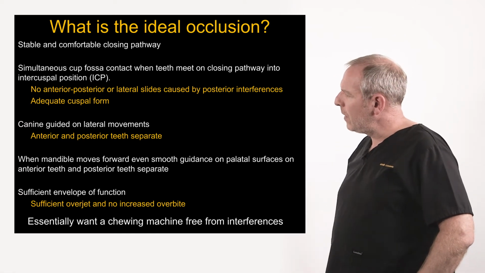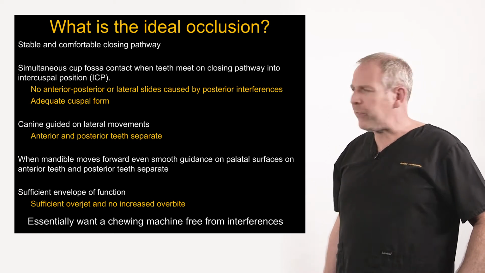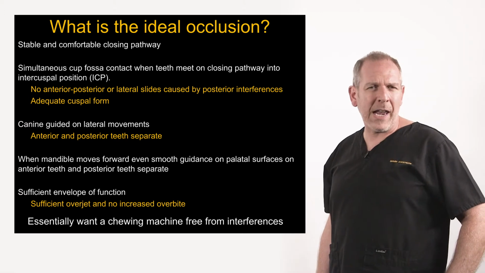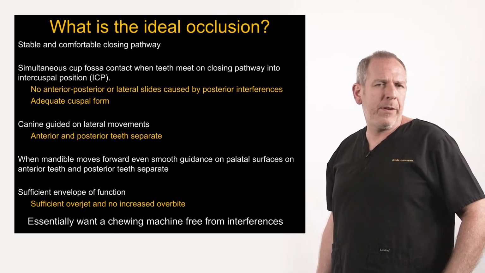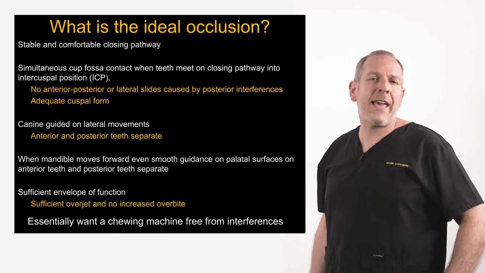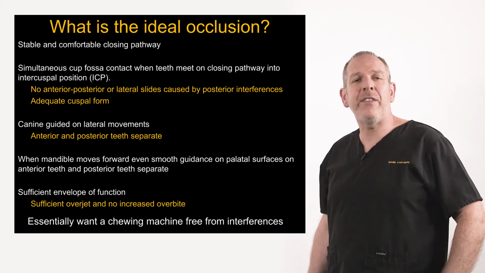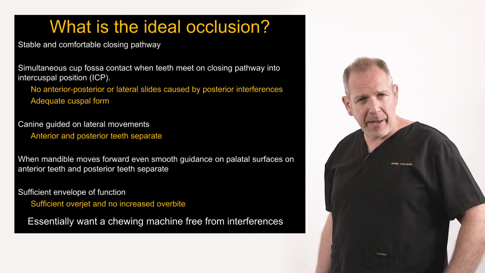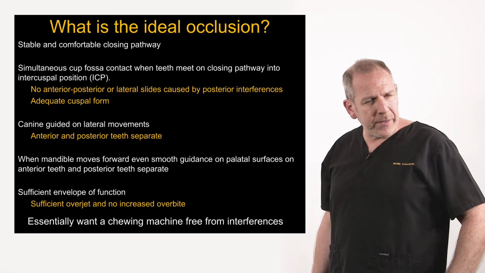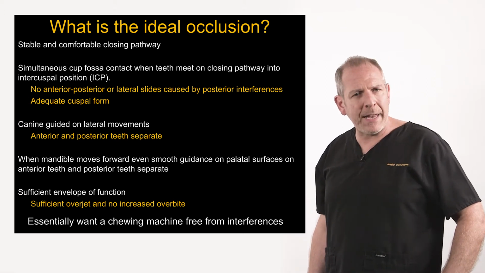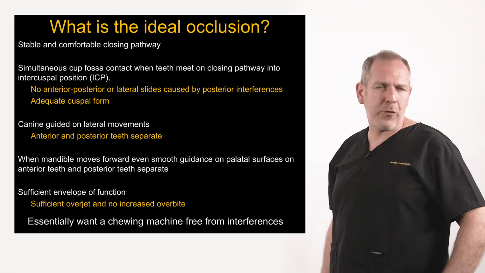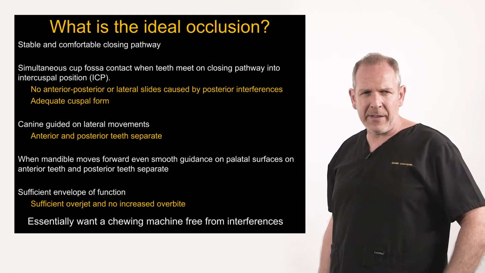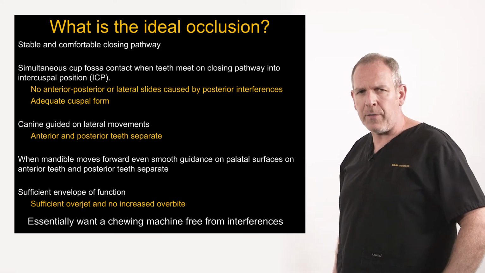Something we'll come back to during this presentation is canine guidance. Canine guidance means that on lateral movements of the jaw, particularly during chewing, the canines are essentially separating ramps. They cause the back teeth to separate and the front teeth to separate on both sides of the mandible when lateral movements are made. Let's come back to that and look at that in more detail, because that is a very pivotal point of an ideal occlusion.